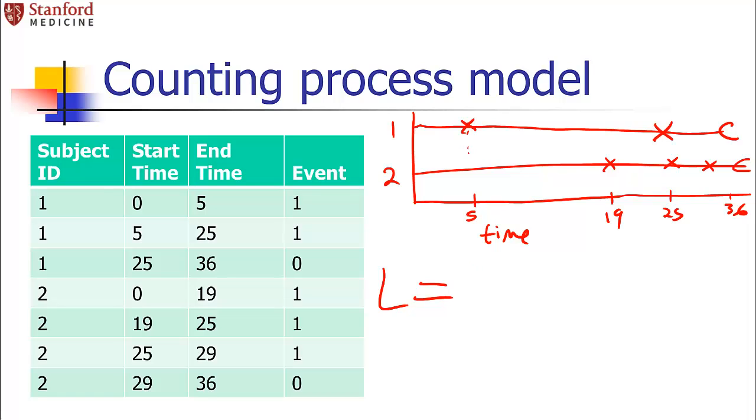The first term in the likelihood happens at the first event time, which is 5 months into the study. At 5 months into the study, there are 2 people at risk. So subject 1 and subject 2 are both in the denominator, and subject 1 is the one who had the event, so they'd go in the numerator.